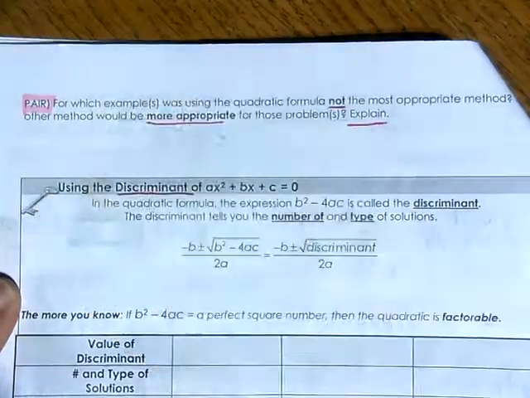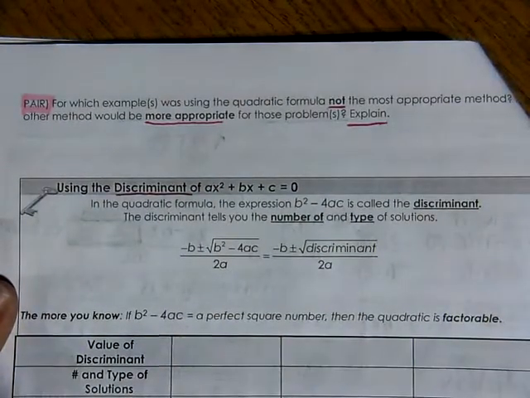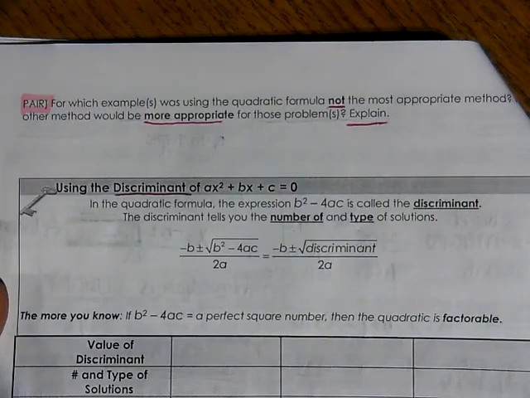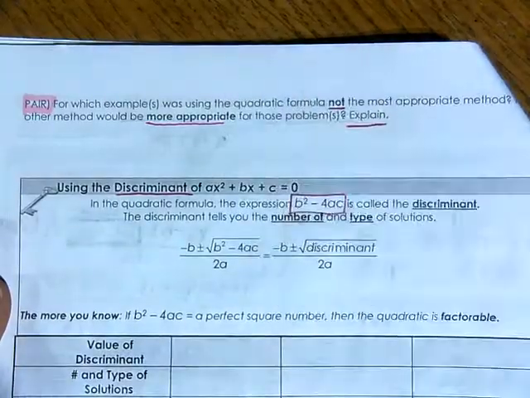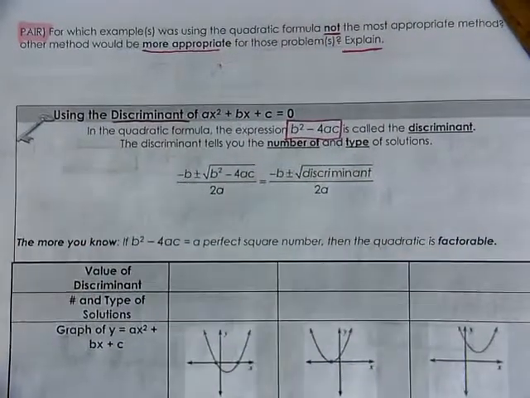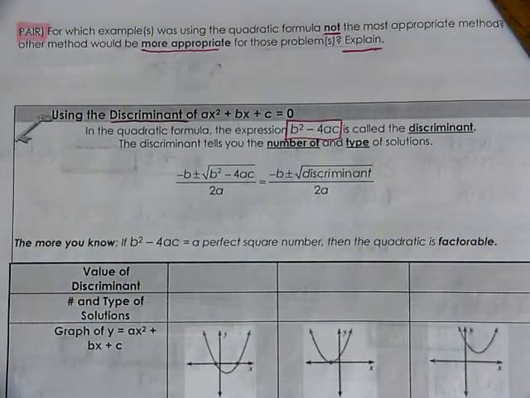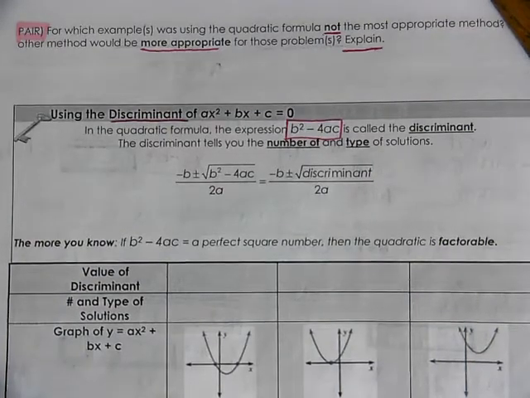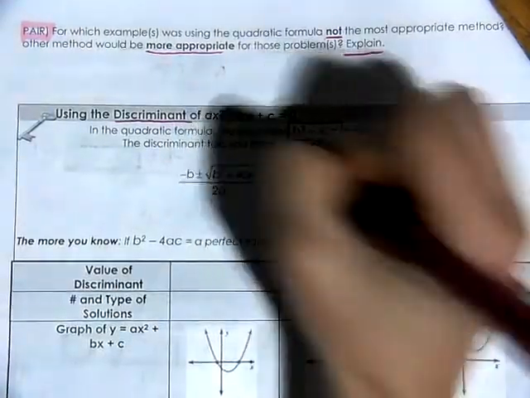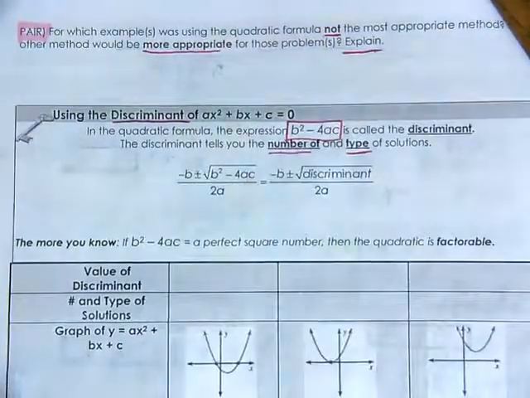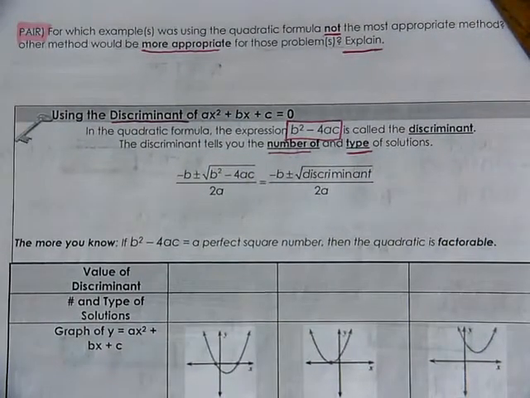The discriminant, using the discriminant of ax squared plus bx plus c equals 0. In the quadratic formula, that expression of b squared minus 4ac, the piece of the problem that we put into our calculator, this is called the discriminant. And based on the discriminant, we can identify the number of and the type of solutions that we will end up with.